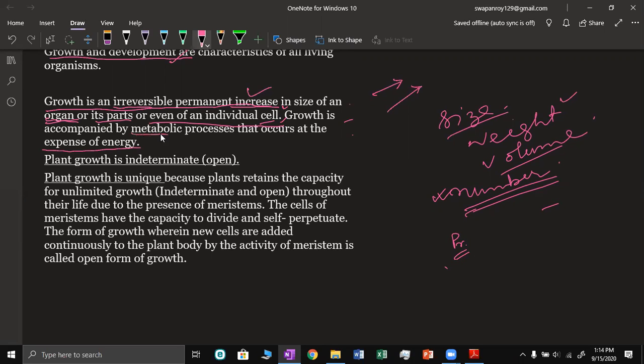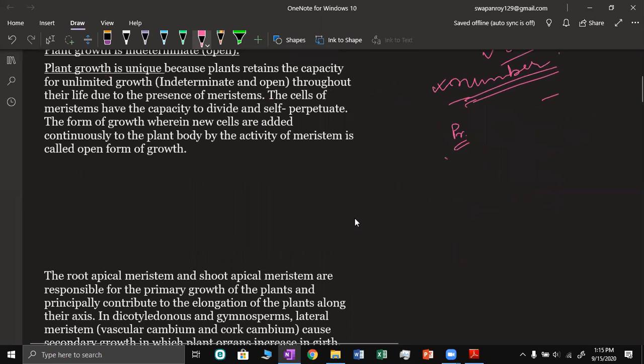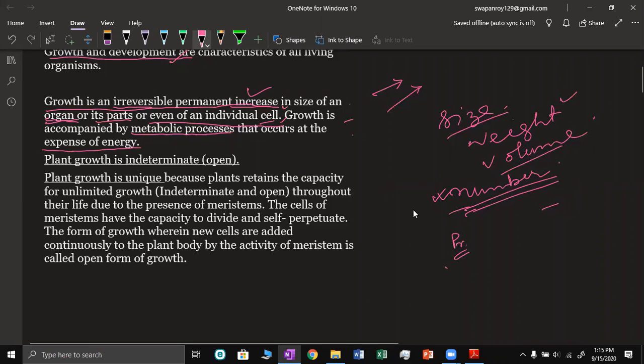Growth also takes place in non-living things, where material is added. Here also material is added, but by a metabolic process, and metabolism is absent in non-living things. Now growth takes place in animals, in plants, in eukaryotes, in prokaryotes, in every organism. But plant growth is actually a unique process.